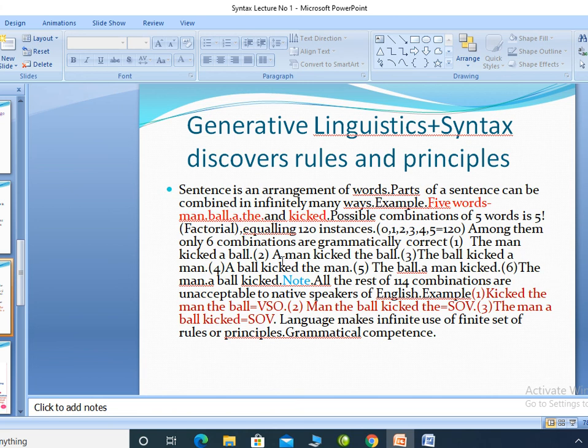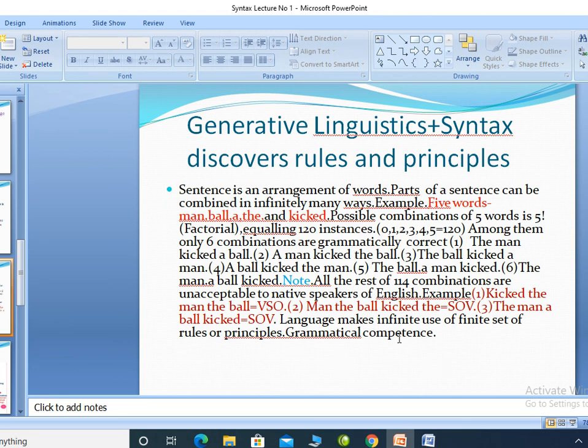Among them, only 6 combinations are grammatically correct, which are given here. You see: the man kicked a ball, a man kicked the ball, a ball kicked the man, and so on. Note that all the rest, 114 combinations, are unacceptable to native speakers of English. Example: kick the man the ball is VSO. A man the ball kicked, SOV. The man a ball kicked, SOV.